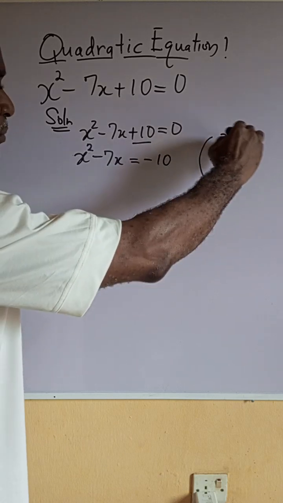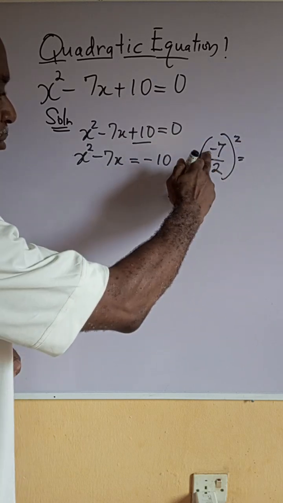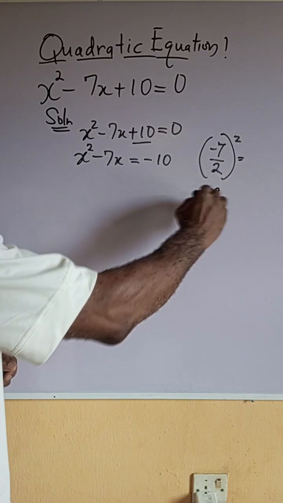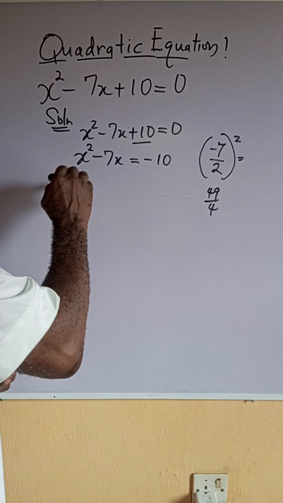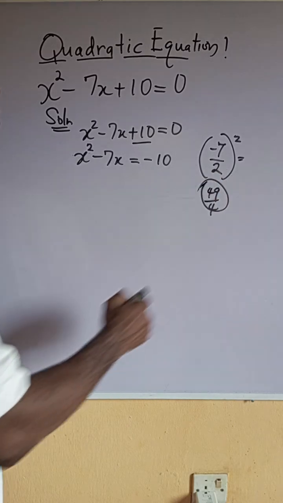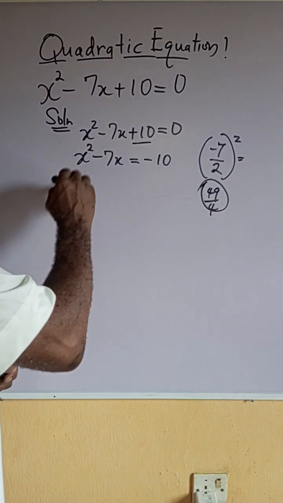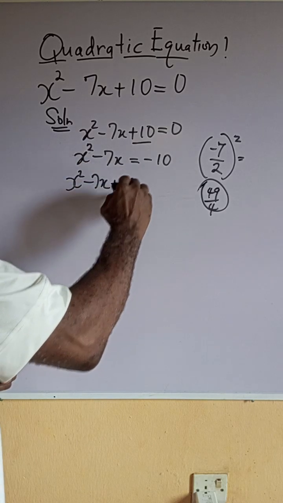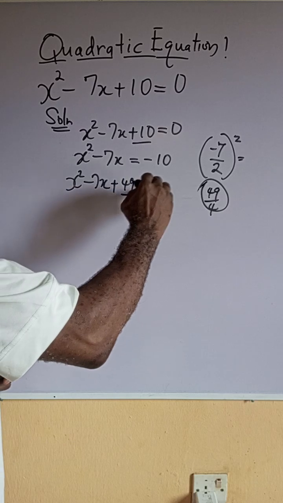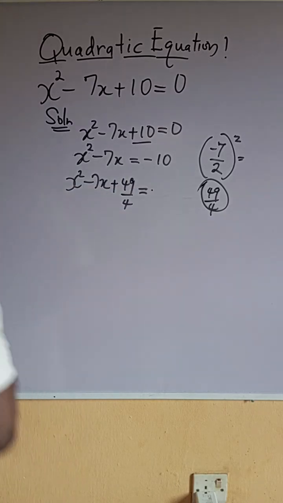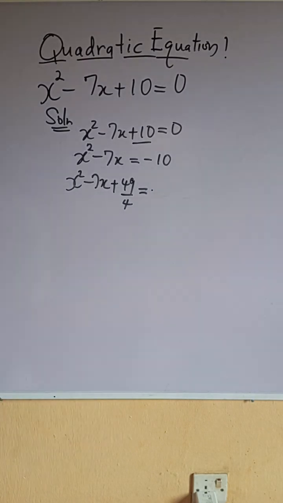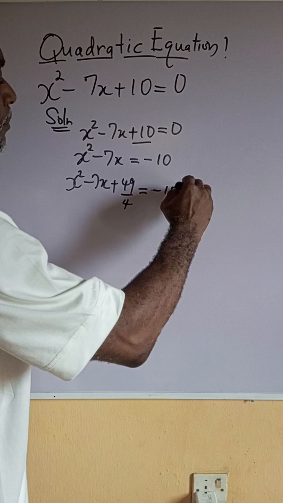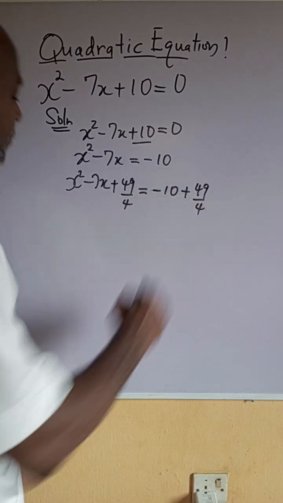The square of minus 7 over 2 will be 49, since minus 7 times minus 7 is 49. All right? And 2 squared is 2 times 2, which is 4. So we add 49 over 4 to both sides. If we do that, we shall have x squared minus 7x plus 49 all over 4 equal to minus 10 plus 49 all over 4.